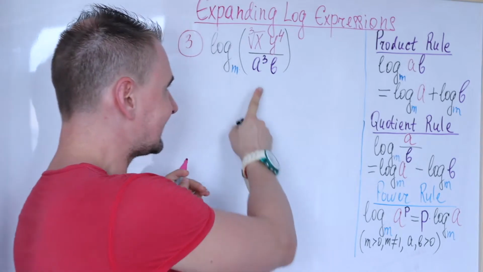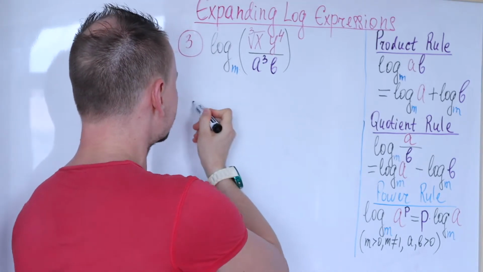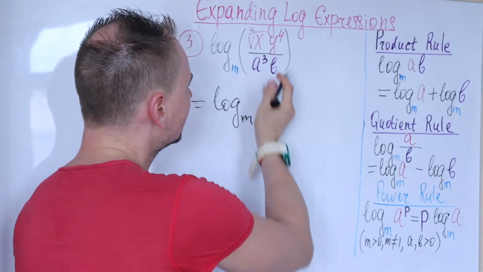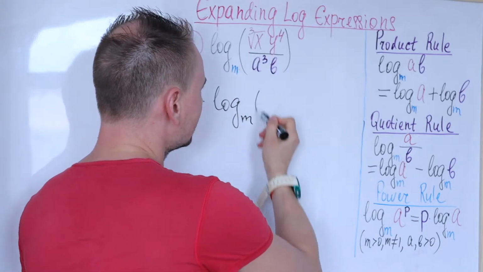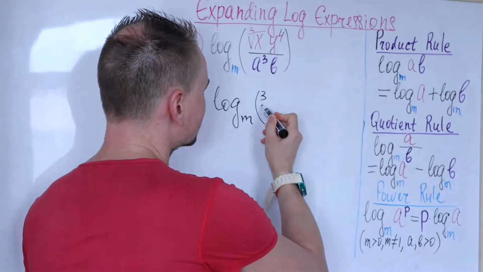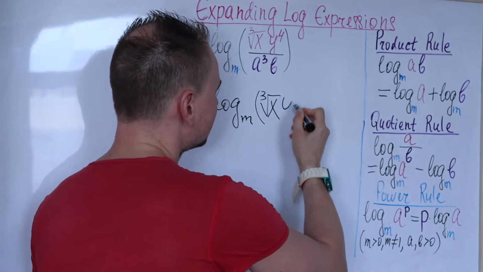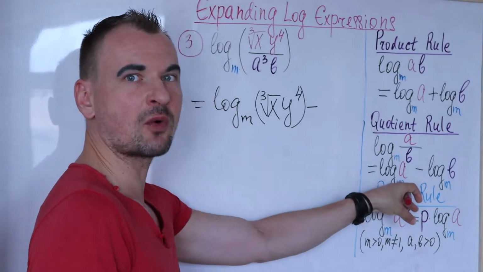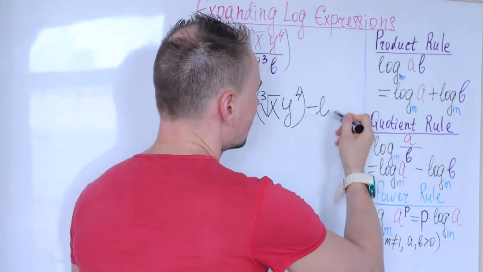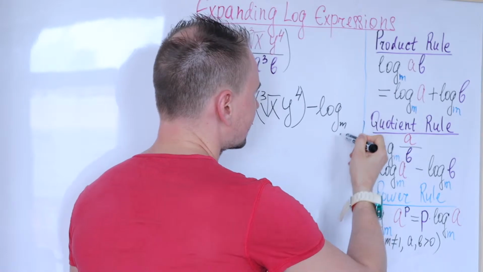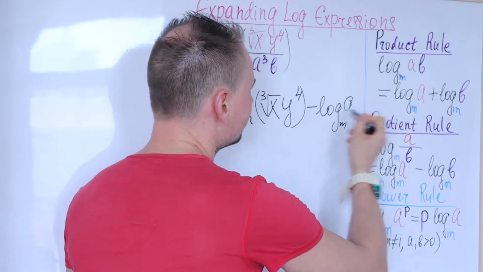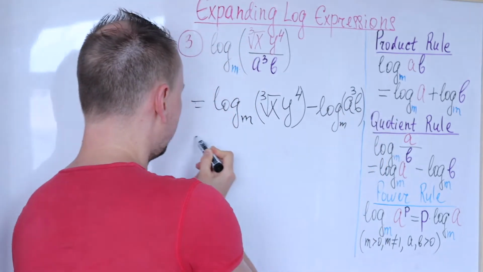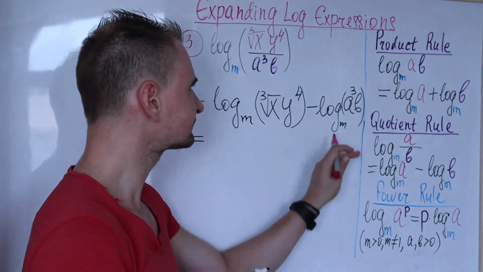Alright, let's apply this rule over here. It becomes, you keep log, you keep that base m, you don't want to change it at this point. So log of your top, whatever you have on top goes over here: cube root of x being multiplied by y to the fourth power, minus, we want to subtract off the second log to the base m, and the argument is whatever you have on the bottom, namely a cubed b. So this is your argument for the second log.